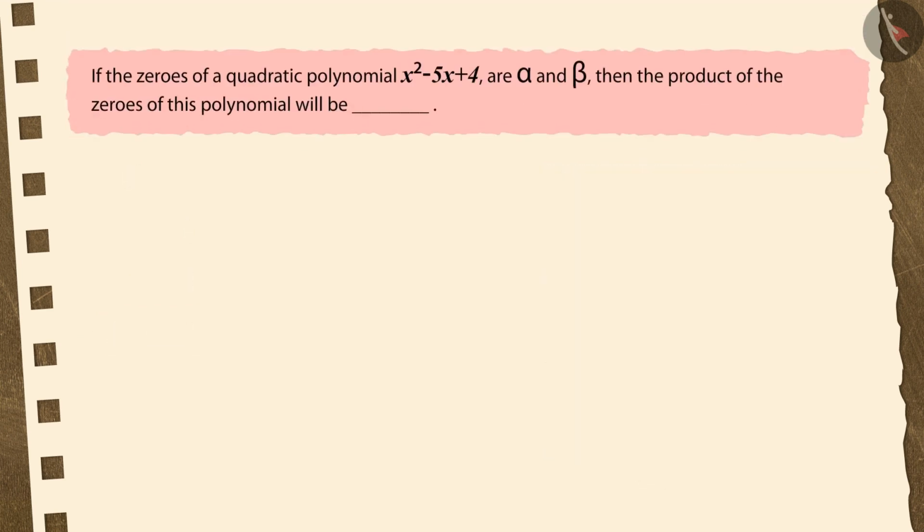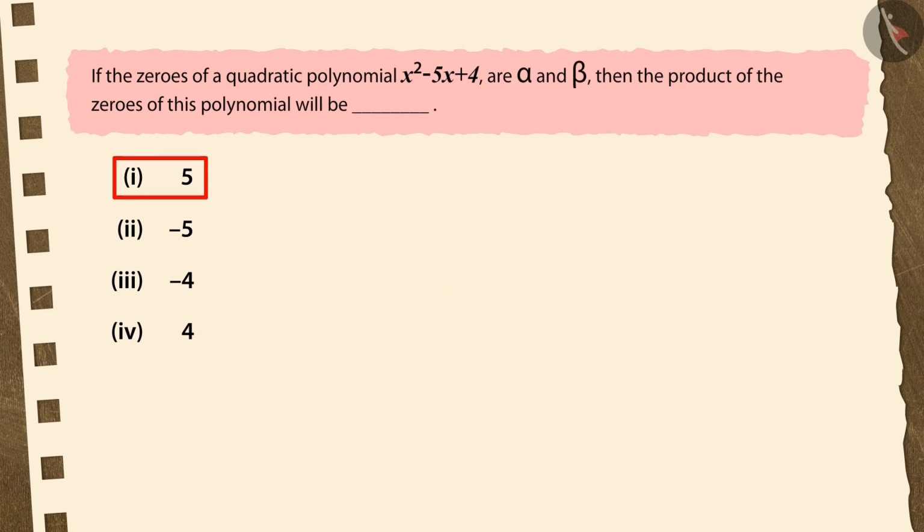Let us now see one more question. If the zeros of a quadratic polynomial x squared minus 5x plus 4 are alpha and beta, then what is the product of the zeros of this polynomial? 5, minus 5, minus 4, 4. To solve this question, pause the video and then match your answer.